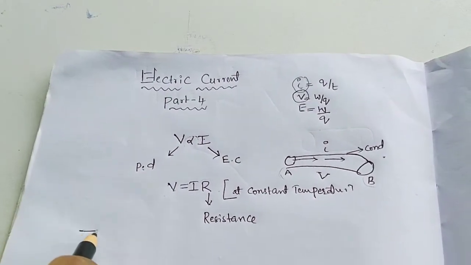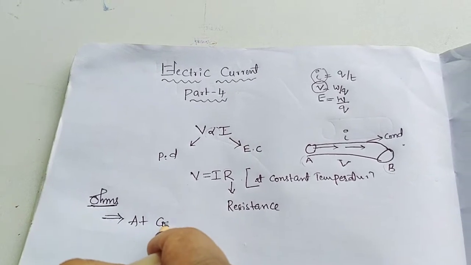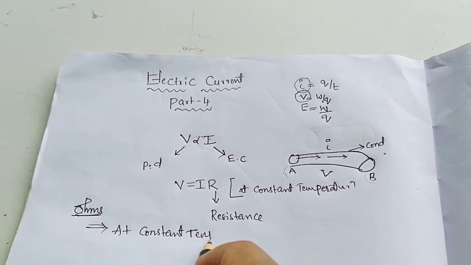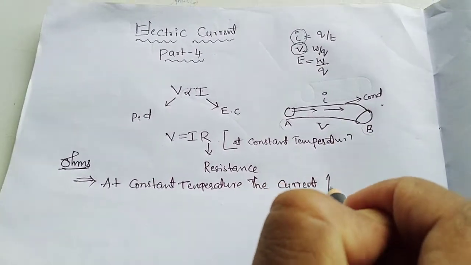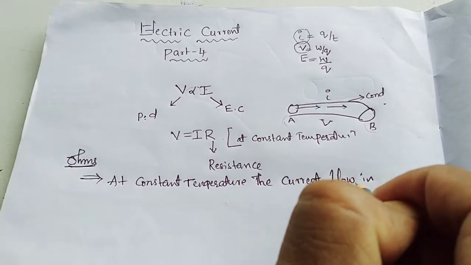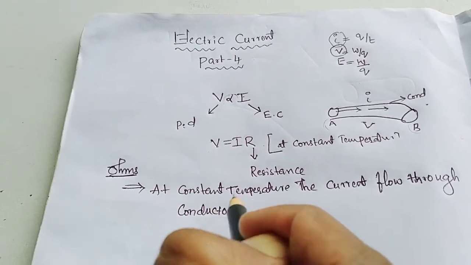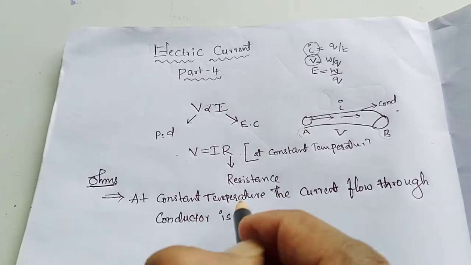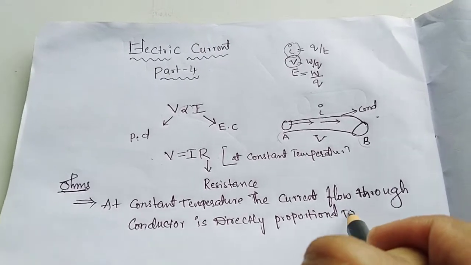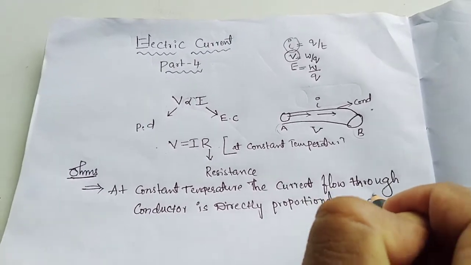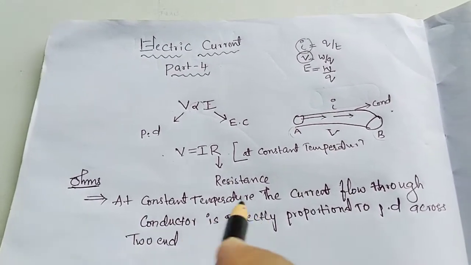How can we define Ohm's law? The definition: at constant temperature, the current flowing through a conductor is directly proportional to the potential difference across its two ends. This is called Ohm's law.